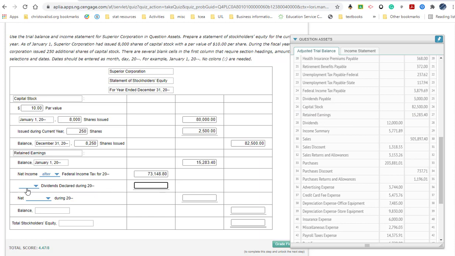And then we're going to subtract any dividends declared in 2000. We're going to pull that information from your dividends, and it says we had 12,000 in dividends declared. We had a net increase because our net income was greater than our dividends declared. So this is a net increase of 61,148.80, which brings our balance at the end of the year to, when we add these two numbers, $76,432.20.